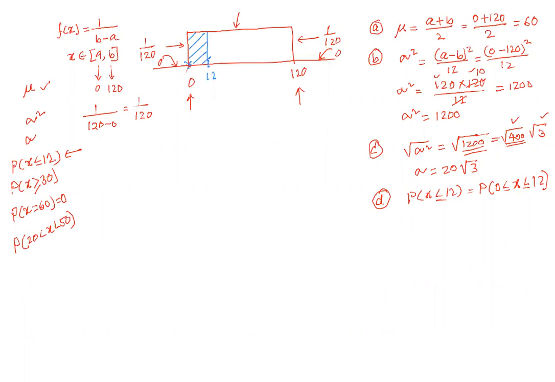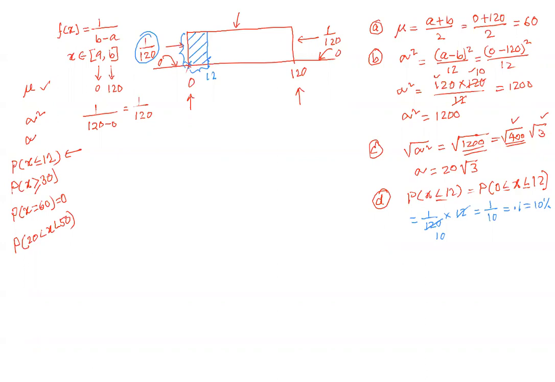So what is the area of this shaded rectangle? We have to find the height, which is 1 over 120. And we have to find the width, which is 12 minus 0, is 12. So this is very easy. The area is length times width, or in this case, height times width. So it's going to be 1 over 120 times 12, which is 1 over 10, because 12 goes into 120 10 times, which is 0.1, which is just 10%. So there is a 10% chance that you will have to wait 12 minutes or less to hear the alarm.